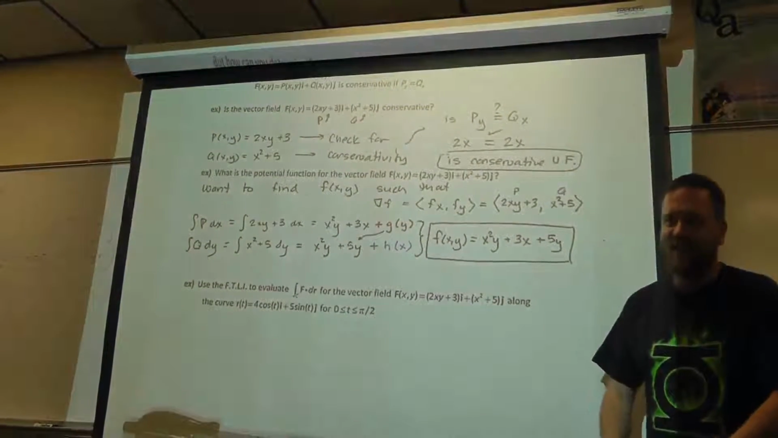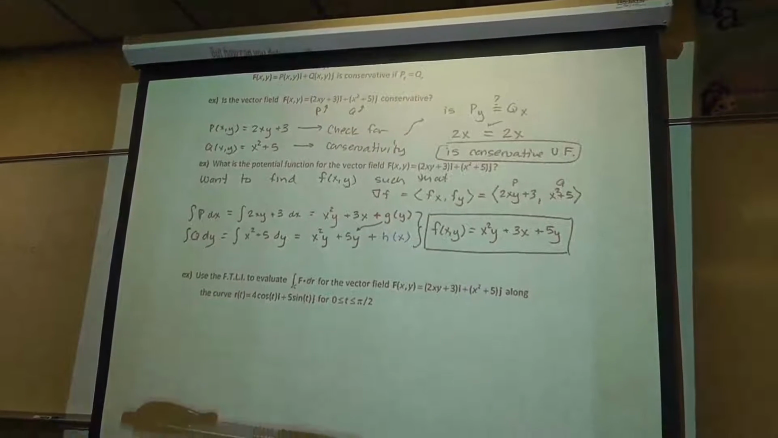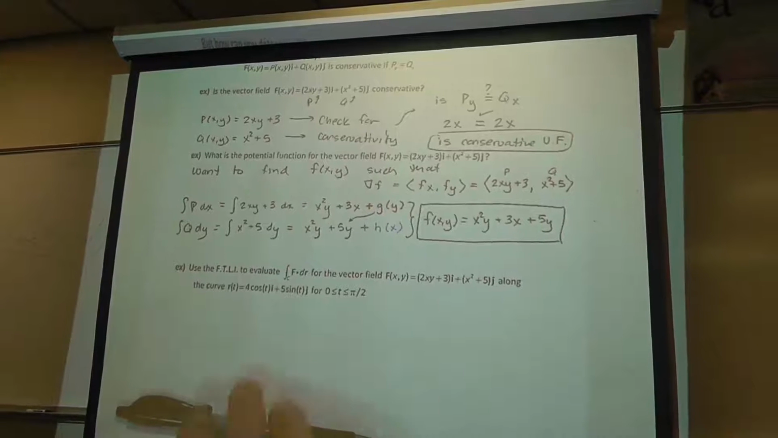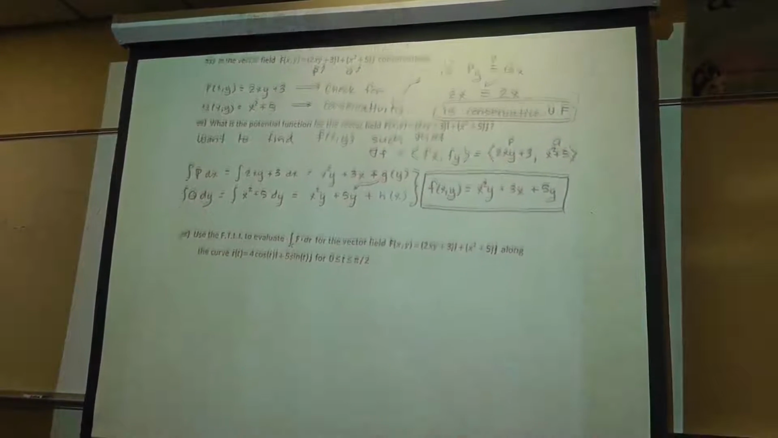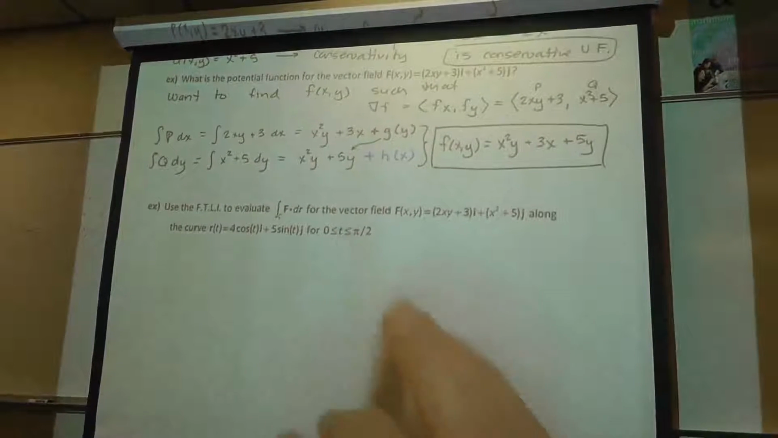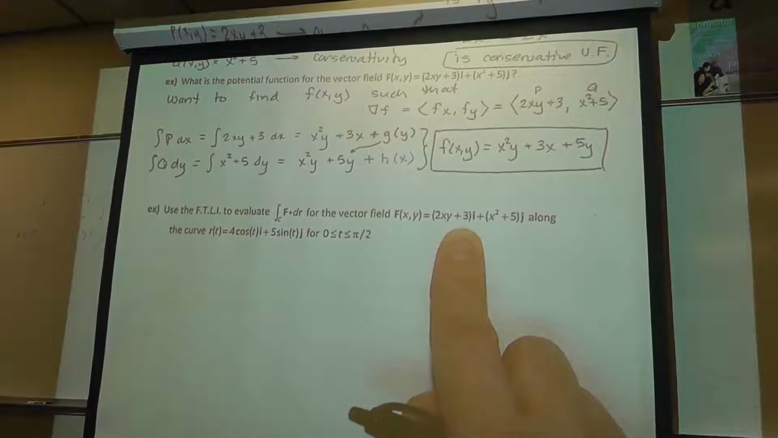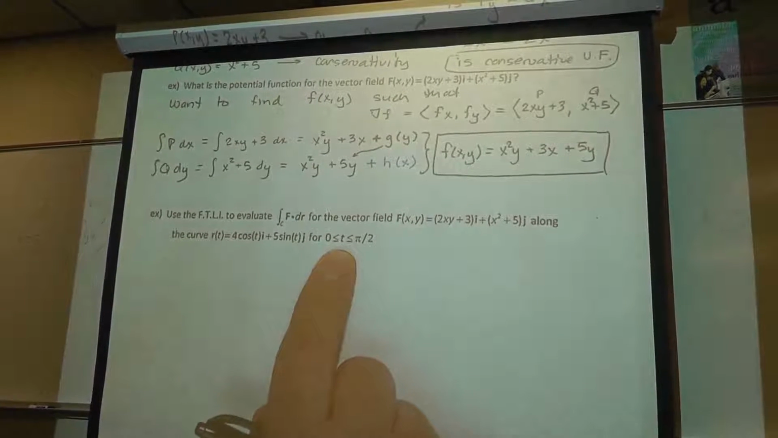So now that you've done all this work, let's put the FTLI, the fundamental theorem of line integrals, to the test. It says, use the fundamental theorem of line integrals to evaluate the F dot dr line integral for the vector field, and luckily it is the same one we've been working on this whole page. This vector field along this curve, okay?